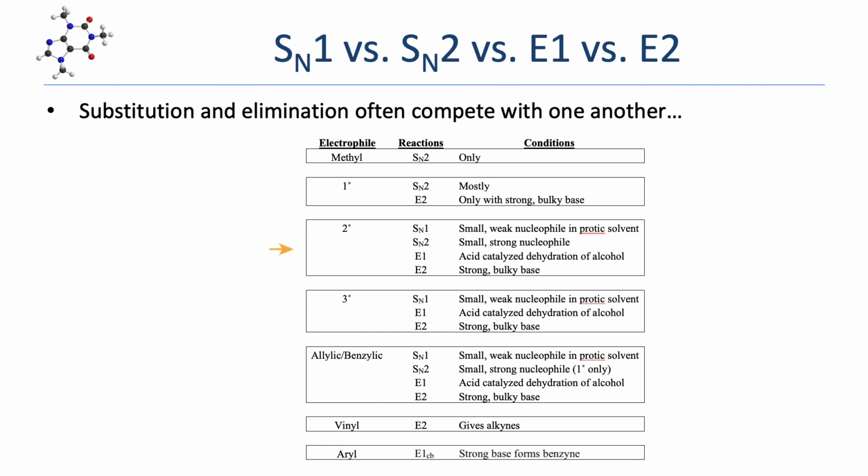And that leaves secondary carbons, as well as allylic and benzylic carbons, as being the most complicated. In those cases, SN1 will be favored by small, weak nucleophiles in a protic solvent, SN2 will be favored by small, strong nucleophiles, typically in an aprotic solvent. E1 will again only be generally seen in the acid-catalyzed dehydration of an alcohol. And E2 will generally be favored when using a strong, bulky base that prevents substitution.